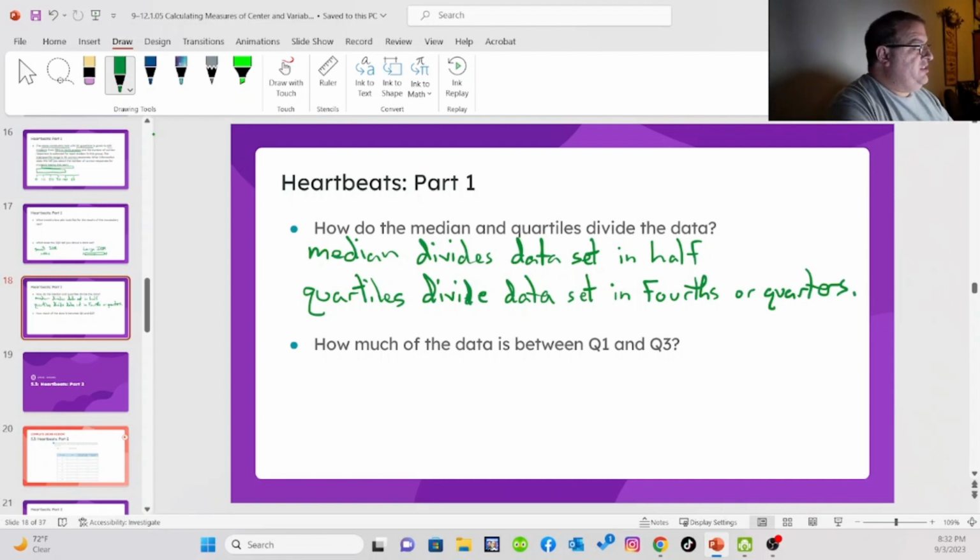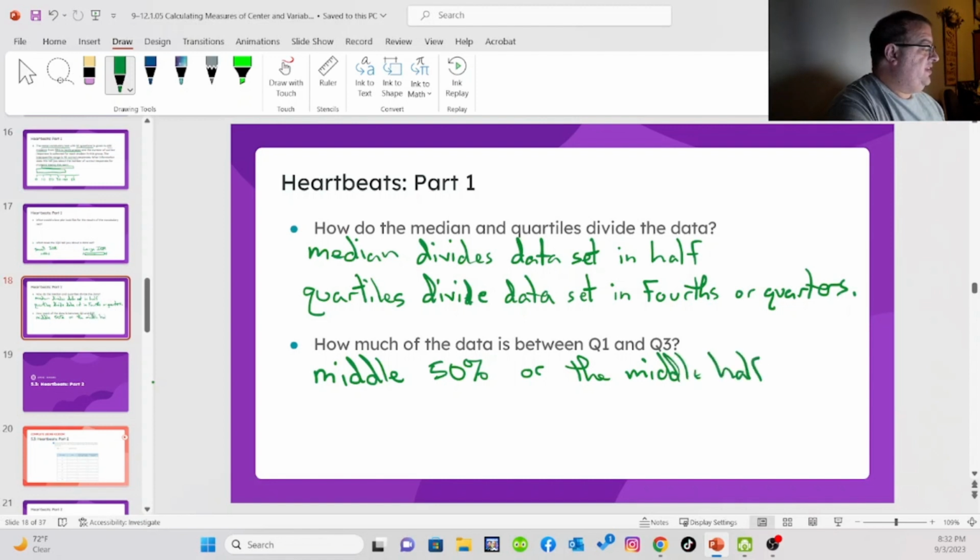And lastly, how much of the data is between Q1 and Q3? Q1 to Q3 is 50% of our data. It is the middle 50%, or the middle half of our data. It is where most of our data is centered.